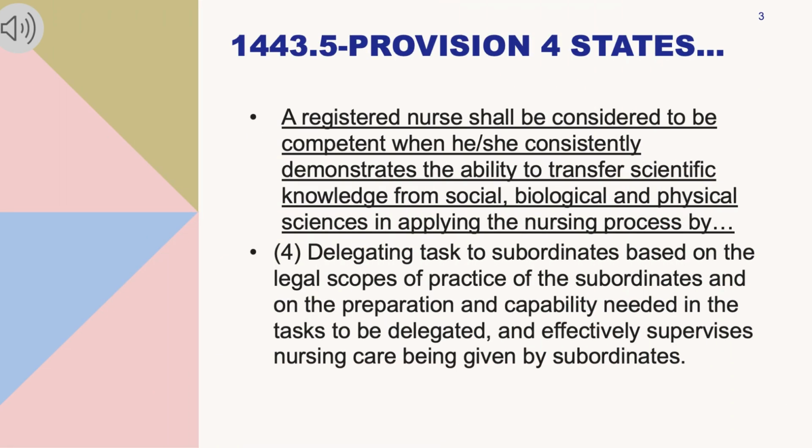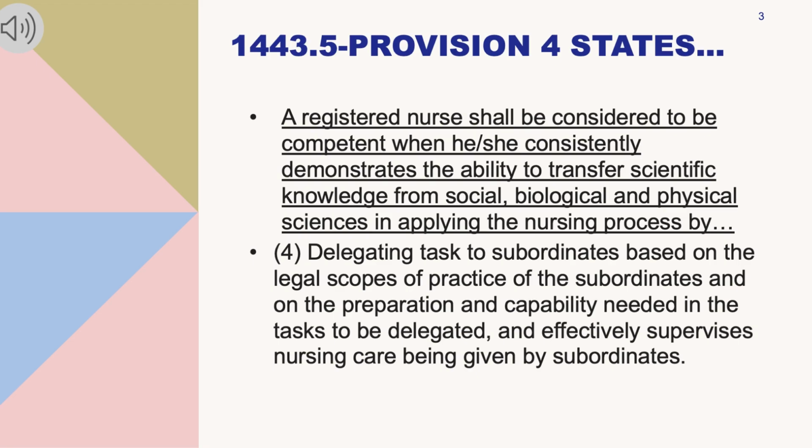Article 1443.5, provision number 4 states that a registered nurse shall be considered to be competent when he or she consistently demonstrates the ability to transfer scientific knowledge from social, biological, and physical sciences in applying the nursing process, and specifically delegating tasks to subordinates based on legal scopes of practice of the subordinates and on the preparation and capability needed in the task to be delegated, and effectively supervises nursing care being given by subordinates. So basically, as an RN, you will delegate different tasks to different subordinates, but ultimately, it is your responsibility to be aware of your subordinate's scope of practice.